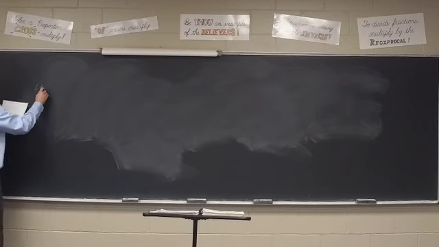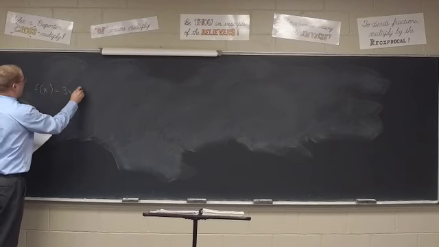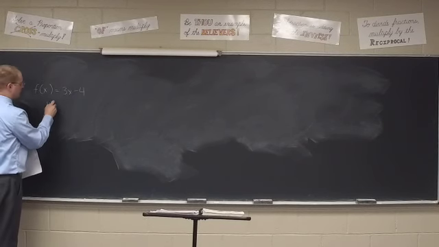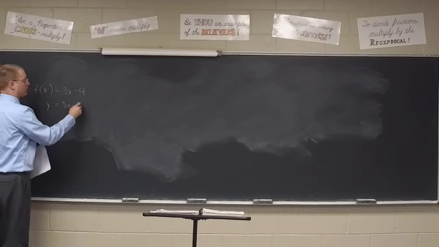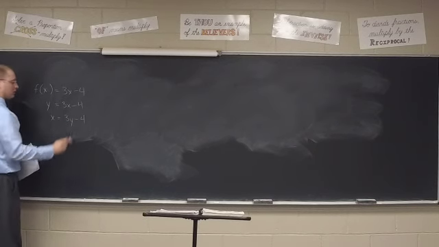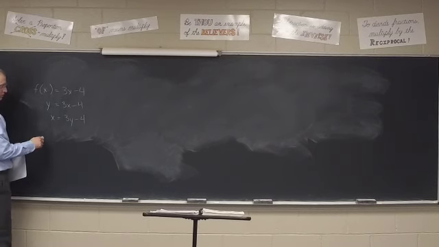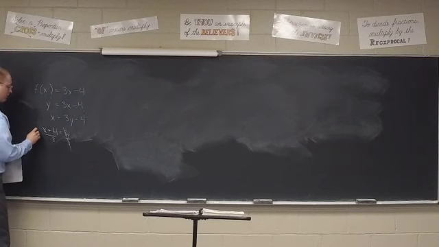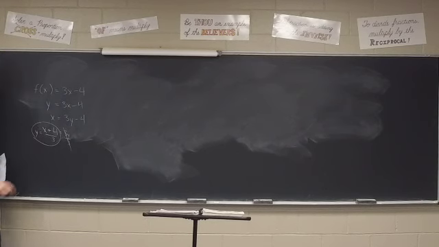Letter A, we were given f of x is 3x minus 4, and if we want to find the inverse, walk me through the process here, Quentin. Change the f of x to y, and then swap the x and the y, so x equals 3y minus 4, then solve for y, so move the 4 over as a positive and divide by 3. And there we go. y equals (x plus 4) over 3.